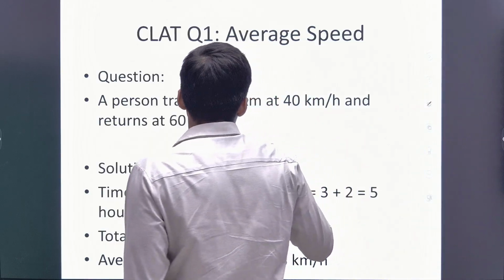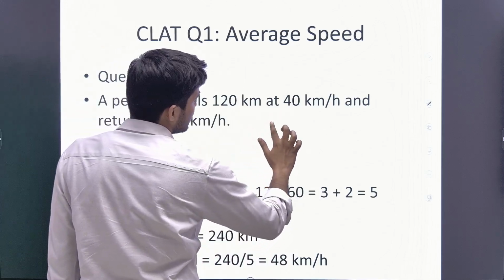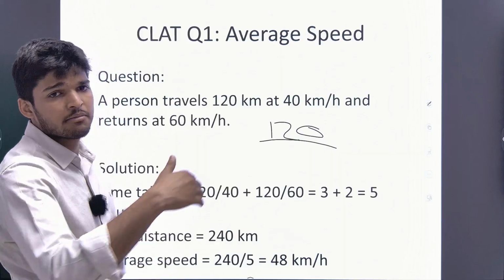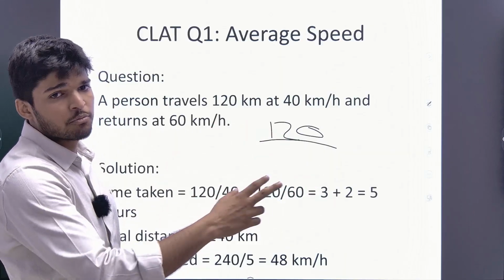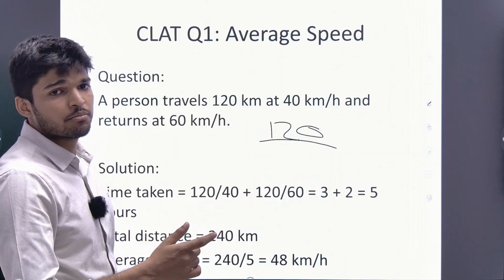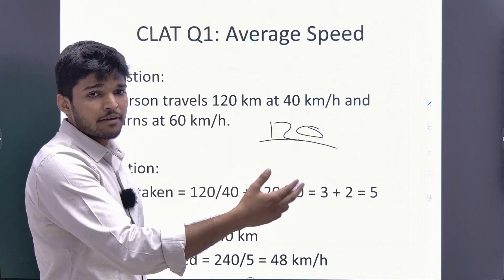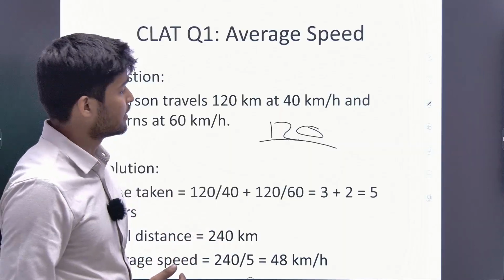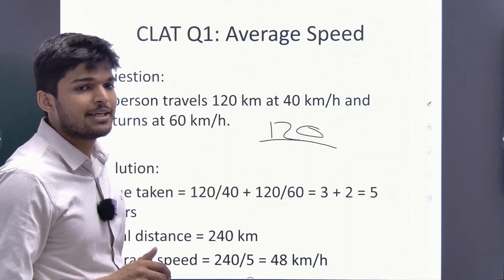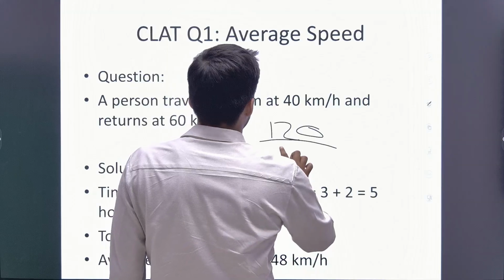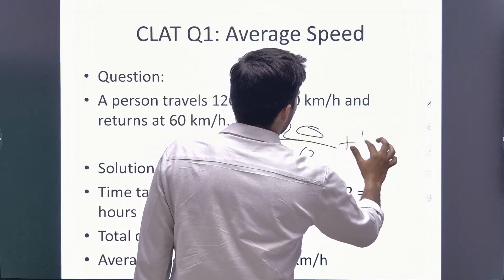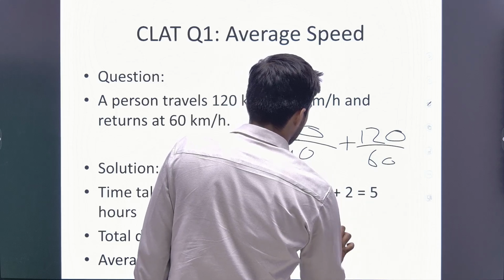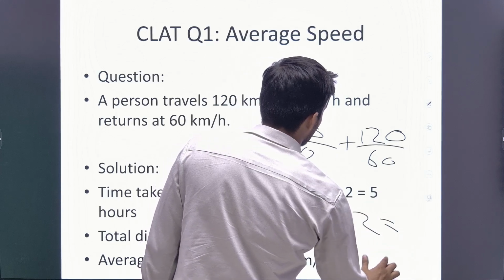Since 120 is divisible by both the speeds, we can easily do it by calculating the time taken to reach from point A to point B separately, and calculating the time taken to come back from point B to point A, and then we can simply add both the times. This will save our time in the exam. So 120 by 40 plus 120 divided by 60, which is 3 plus 2, that is 5.